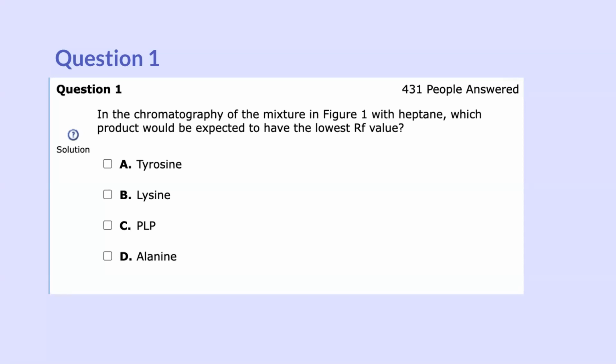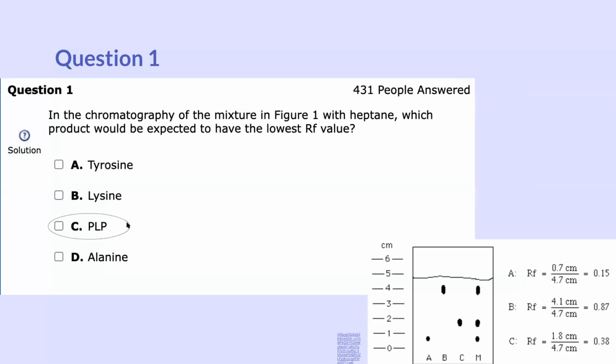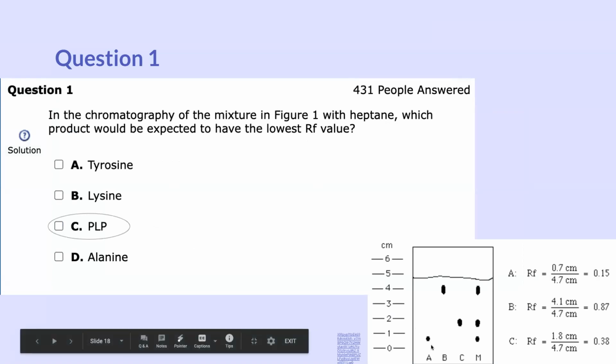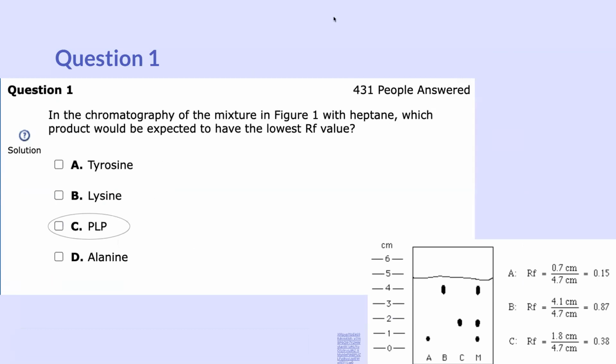C. Okay. Do you want to explain? Okay, between A and C. Yeah, so it is C. So asking for the lowest RF value is asking which one is the most polar, meaning that would travel up the least amount in the TLC. So that would be PLP, just by looking at the figure.